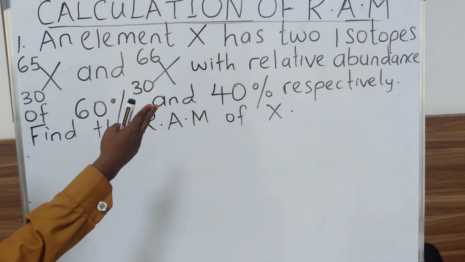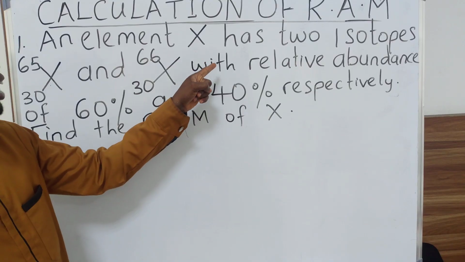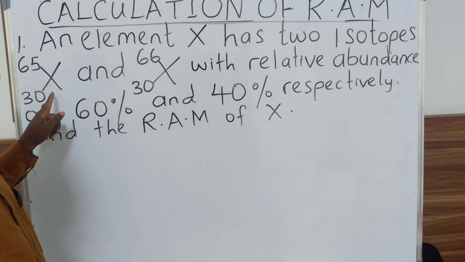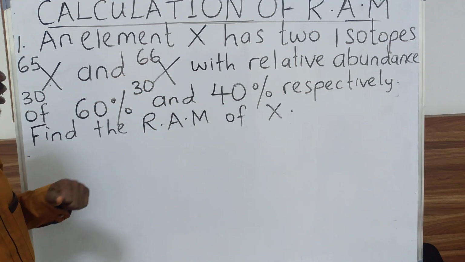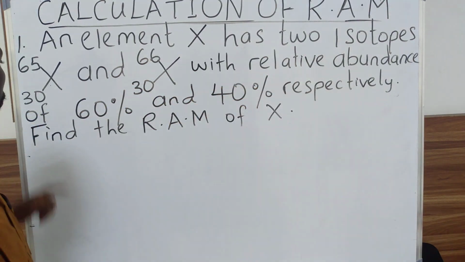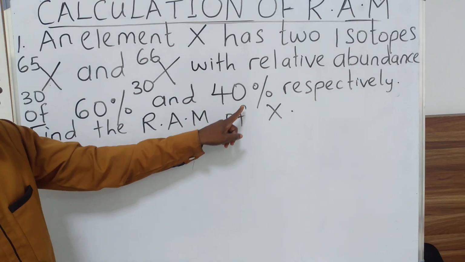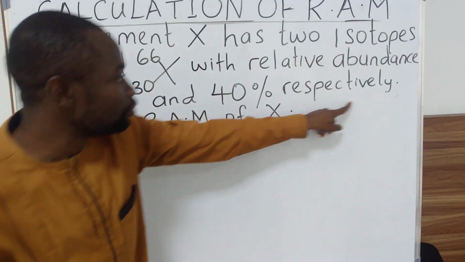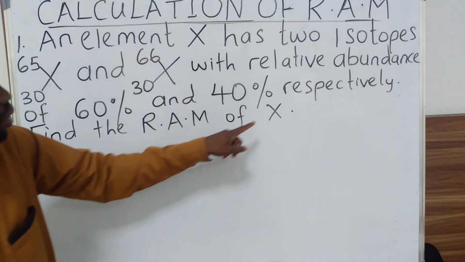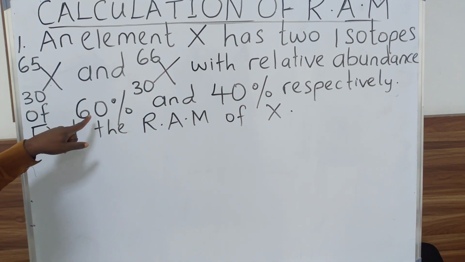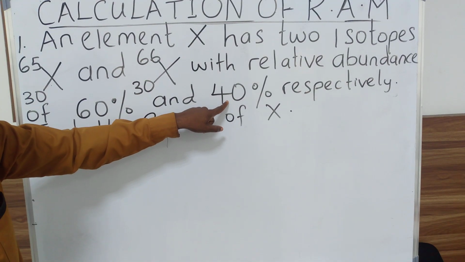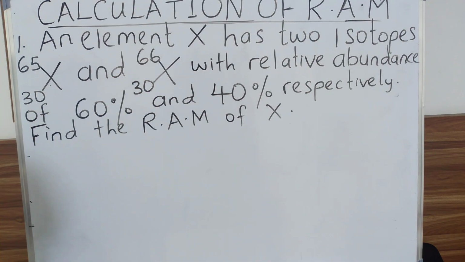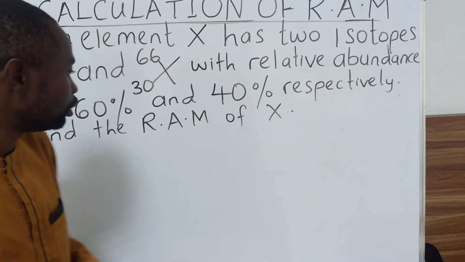An element X, we don't know the element, has two isotopes, X65, 30 and X66, 30, with relative abundance of 60% and 40% respectively. When you hear the word respectively, it means that this 60% is for the first isotope, the 40% is for the second isotope of the element. Find the relative atomic mass of the element.